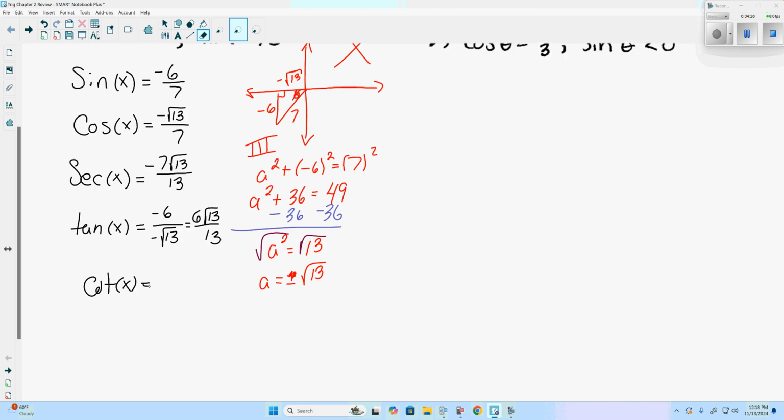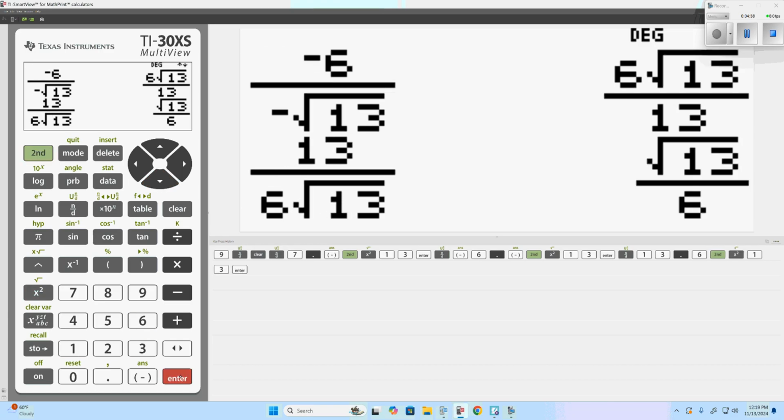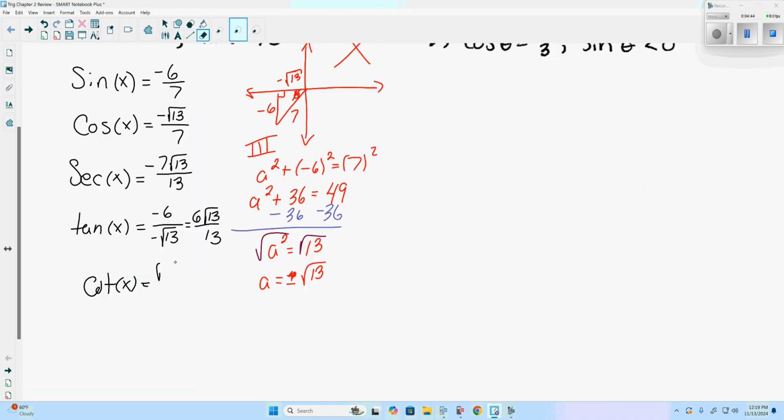And lastly, cotangent of x is just the flip of tangent. So there's 2 ways we can go about doing this. We can say, plug in that this is 13 over 6 square root of 13, which is just square root of 13 over 6, or just flip it from the one before. Questions on how we found, well, 5 of the 6. The 6th one was given to us from the beginning.